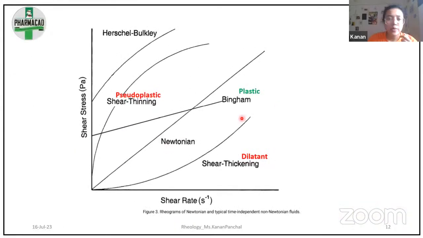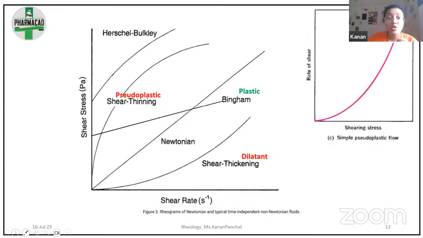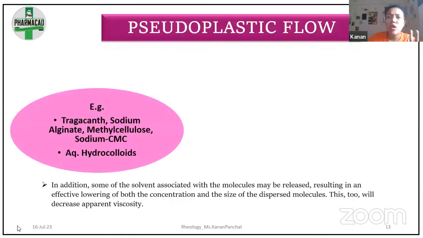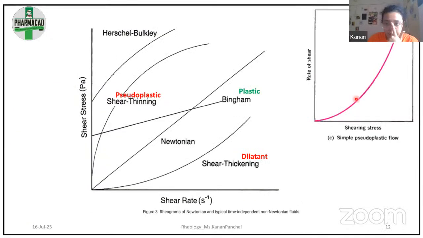So we are done with Newtonian systems. We are done with plastic systems. Now let us move on to the pseudoplastic system. Pseudo means false plastic system. If you look at the graph, what did our plastic system graph look like? The plastic system graph looked like this, correct? It started from a yield value. The pseudoplastic rheogram also looks just like the plastic system, but it doesn't have a yield value. It will start from the origin itself. That is why it's pseudoplastic. Plastic has a yield value, pseudoplastic does not have a yield value. Fine.